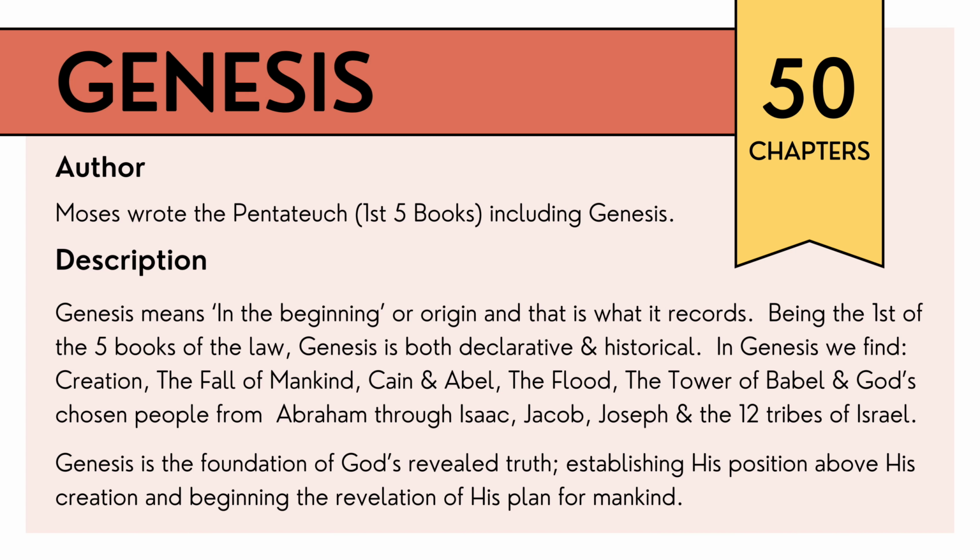Chapter 33. Jacob lifted up his eyes and looked, and behold, Esau was coming, and with him 400 men. He divided the children between Leah, Rachel, and the 2 servants. He put the servants and their children in front, Leah and her children after, and Rachel and Joseph at the rear.